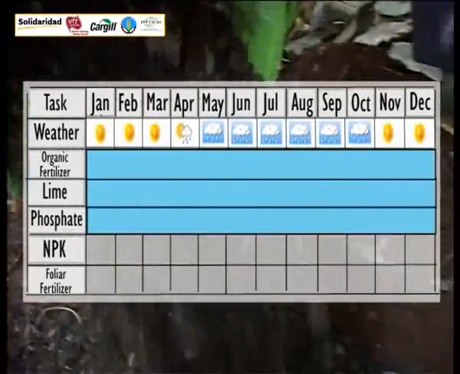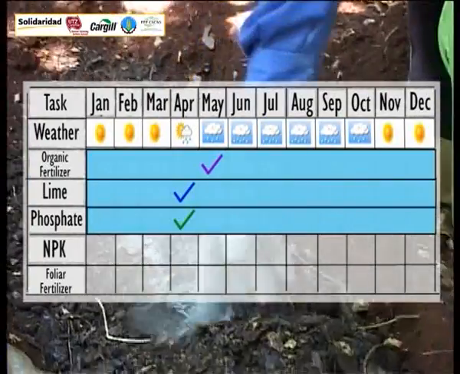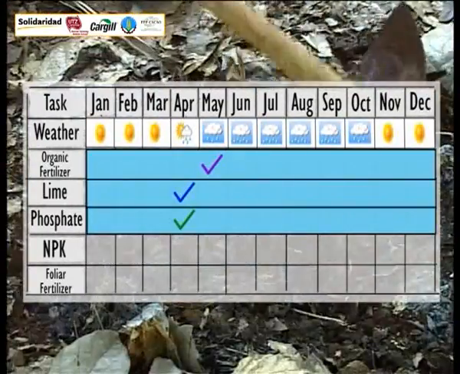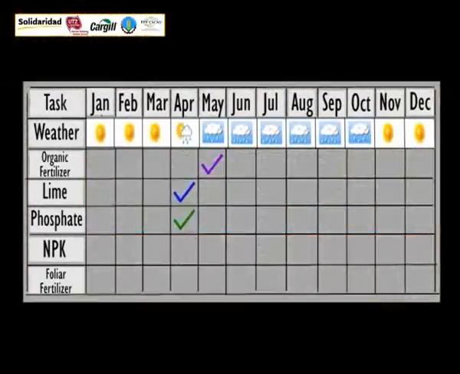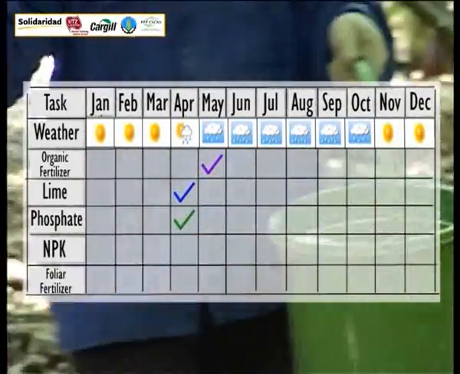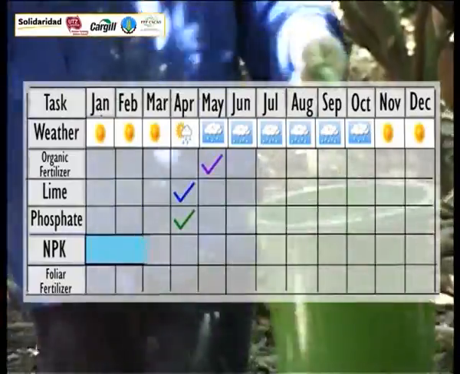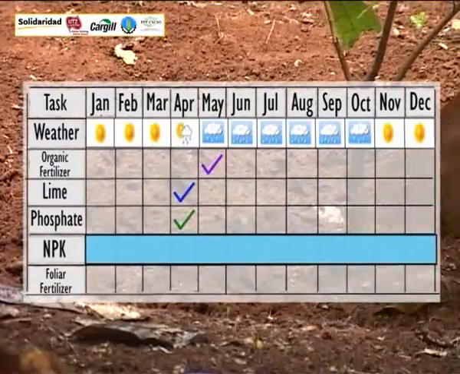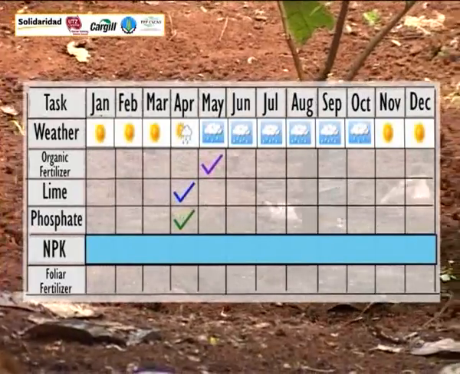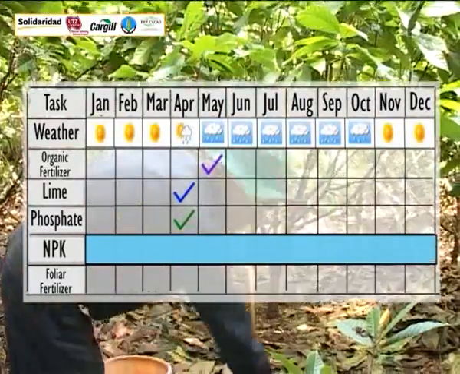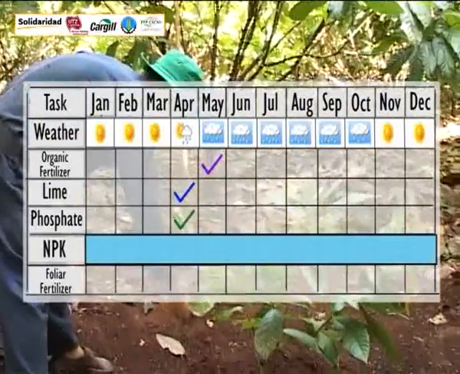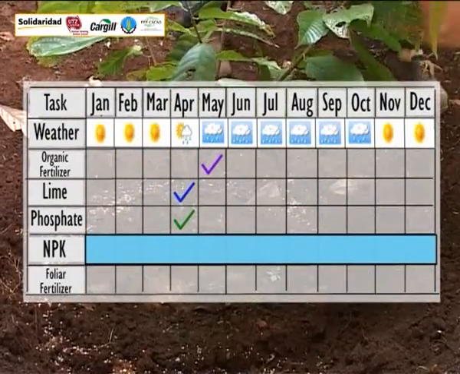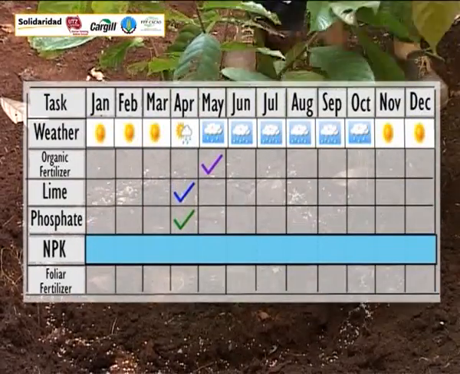For organic fertilizer, lime and phosphate, they need to be applied at the beginning of the raining season, around end of April and the beginning of May. Times of application. During the establishment stage, the amount of complex fertilizer applied is divided evenly between 6 to 8 times in a year. During this stage, the tree is still small, the roots are still few, and we apply fertilizer many times to make it easier to consume and process.